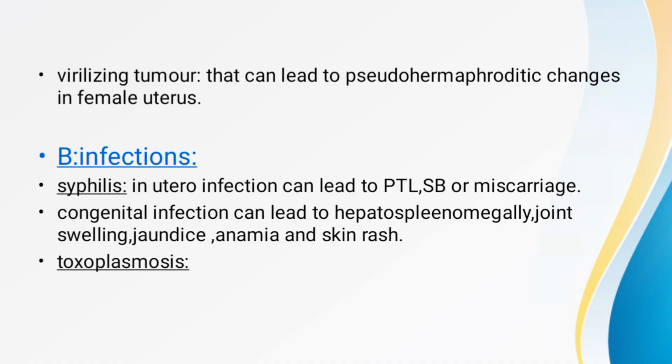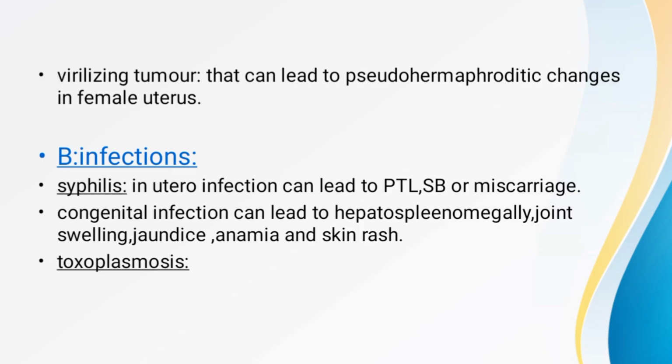If the mother is also affected by a virilizing tumor, which is a tumor that produces testosterone or male hormones, it can lead to what is called pseudo-hermaphroditic changes in the female fetus, which means male changes in the female fetus.